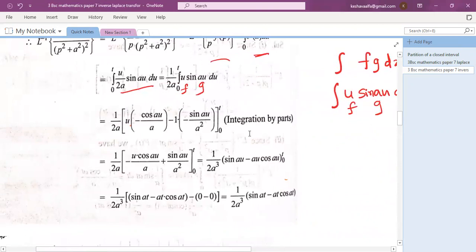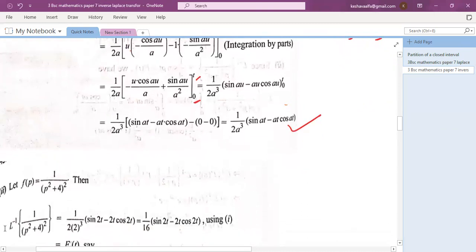So come to this point, that is 1 by 2a integral u sin a u du is equal to, using integration by parts, minus u by a cos a u plus sin a u by a square. Limits are 0 to t. So apply upper limit minus lower limit. Here LCM is a square, so we get 1 by 2a cube, sin a u minus a u cos a u, 0 to t. That is 1 by 2a cube, sin a t minus a t cos a t, minus the lower limit, which is 0, since sin 0 is 0 and a into 0 cos 0 is 0. So 1 by 2a cube sin a t minus a t cos a t. So this is our result.